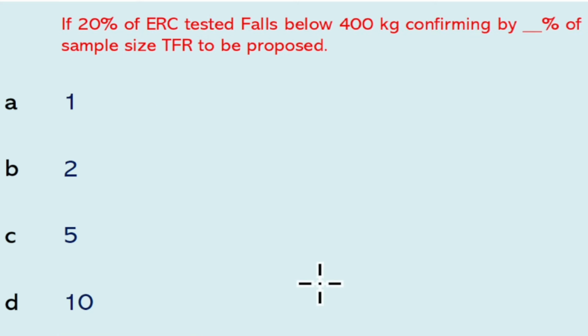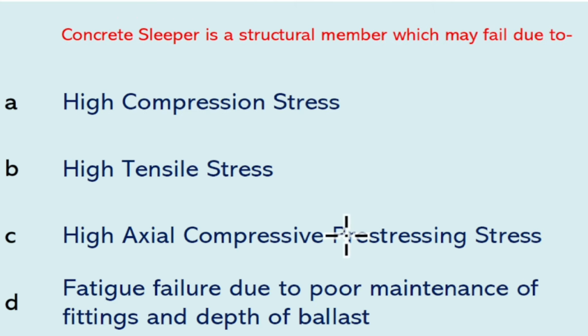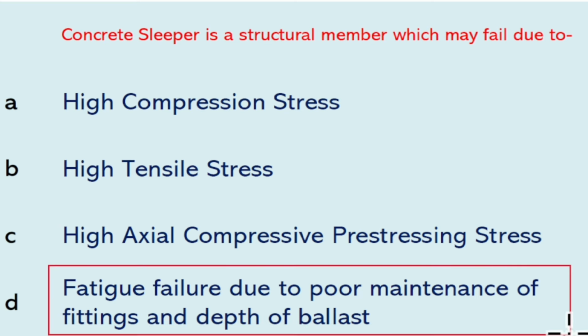If 20% of ERC tested fall below 400 kg, confirmed by the 5% of the sample size, TFR is to be proposed. Concrete sleeper is a structural member which may fail due to fatigue failure, that is fatigue failure due to poor maintenance of fittings and depth of ballast.